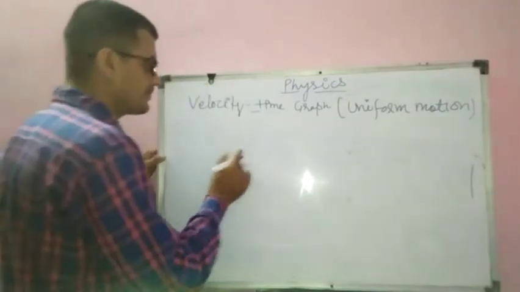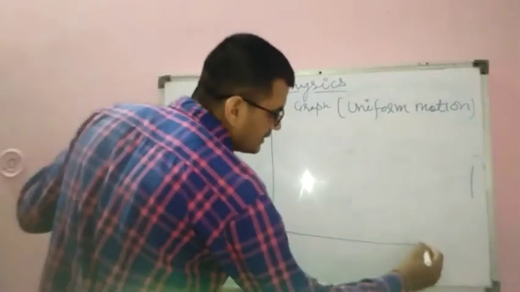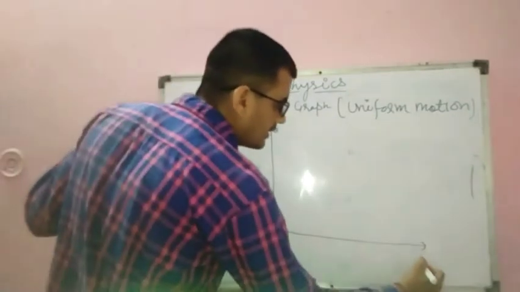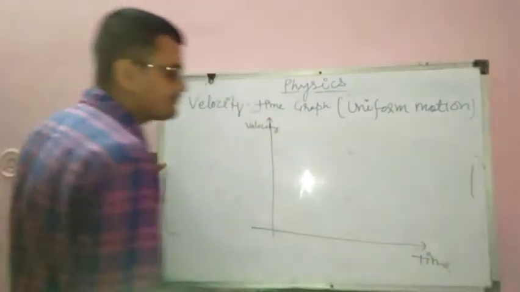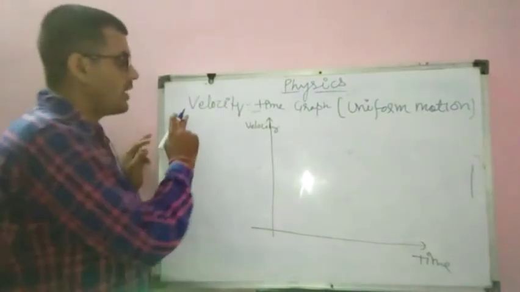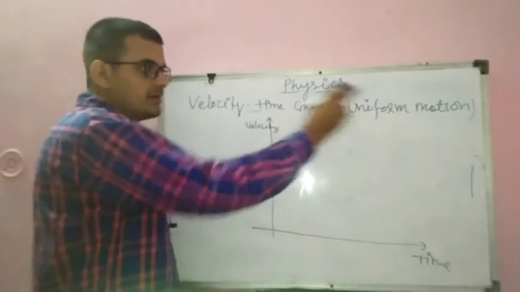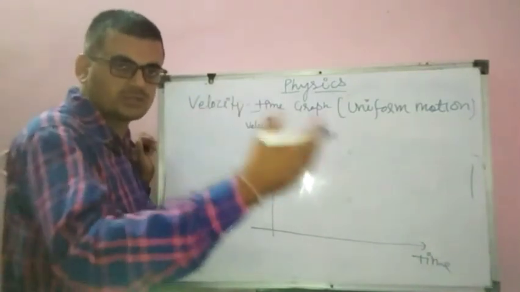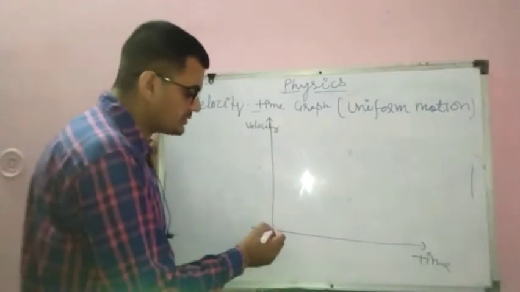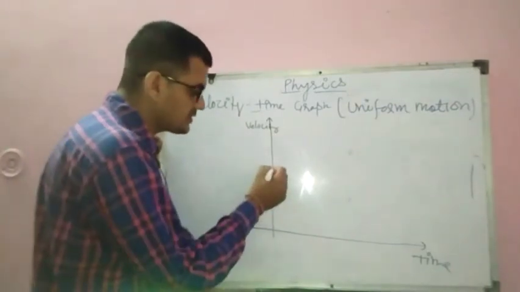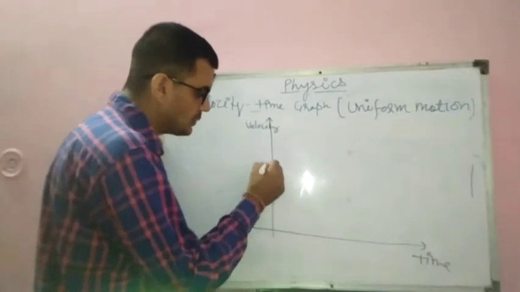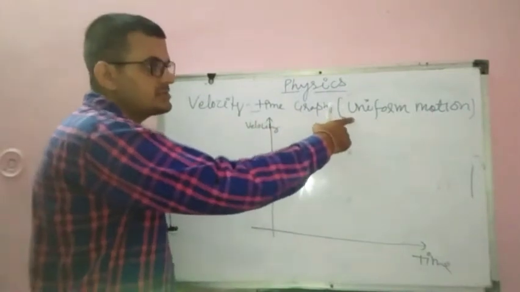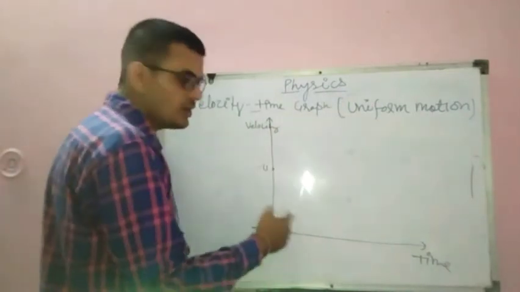How will you draw the velocity time graph? Here velocity and here time. Velocity time graph for uniform motion. Uniform motion means constant velocity. So suppose a body is moving with initial velocity, you can say this one is u. After time t1, as it is uniform motion, it is not accelerated.